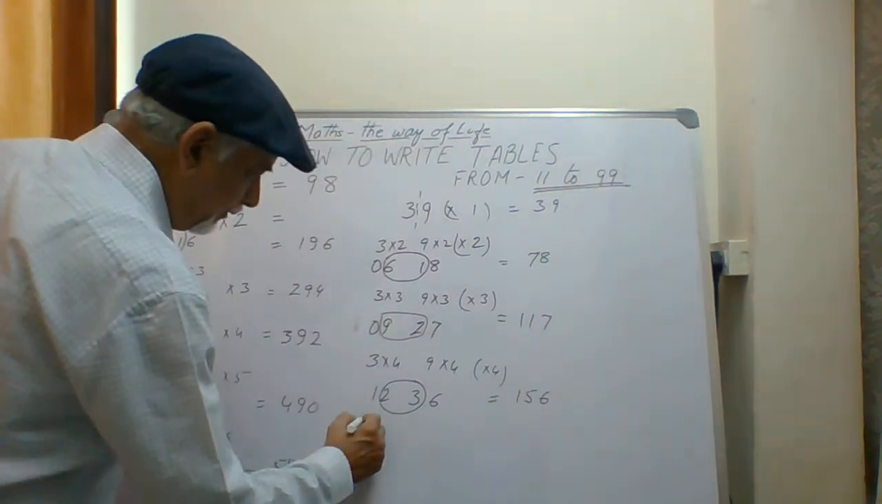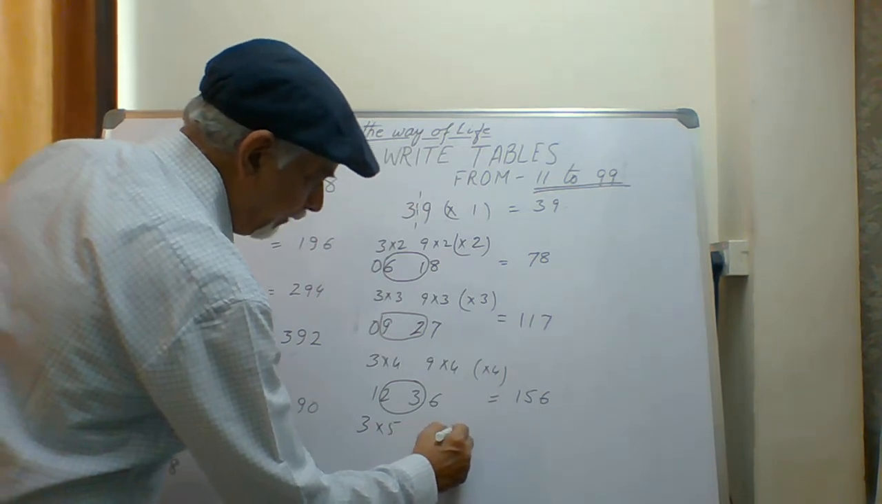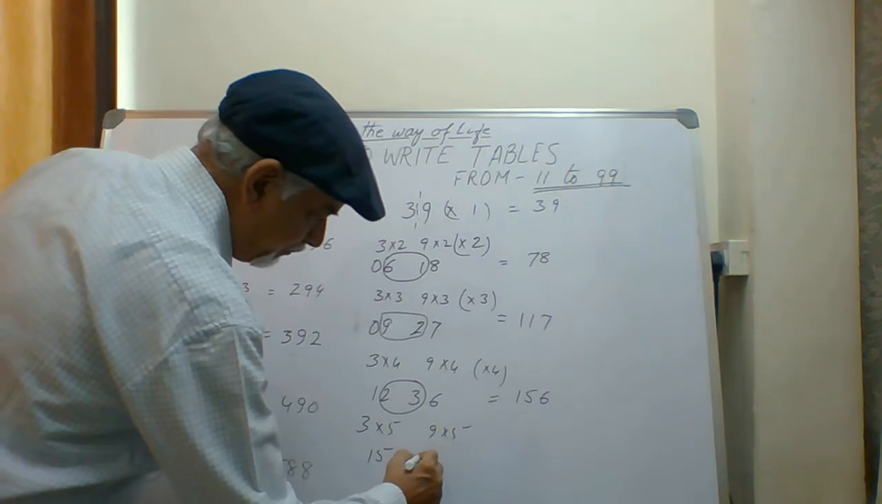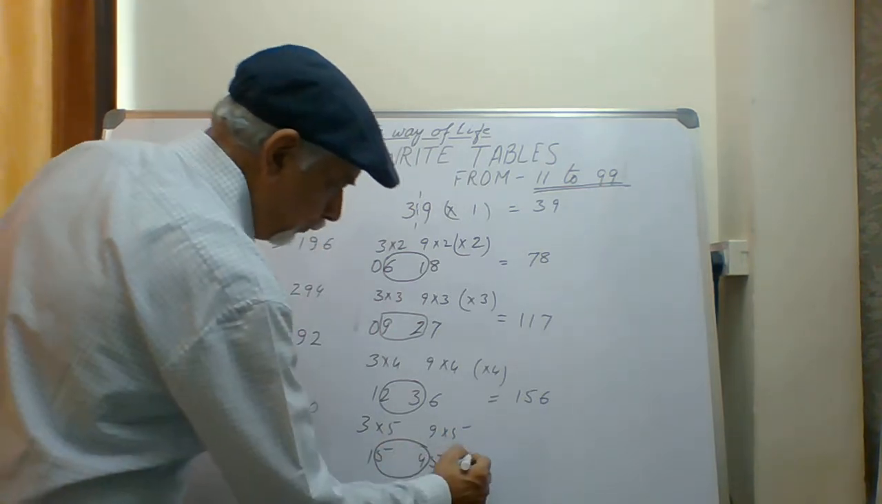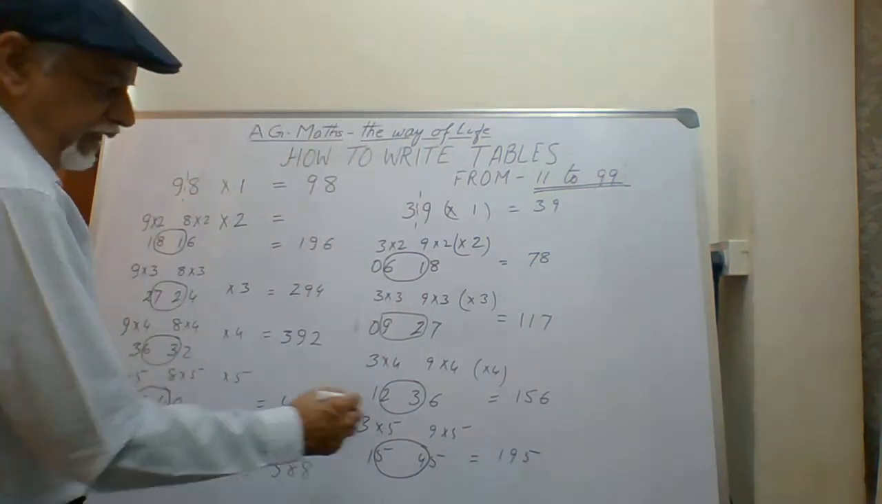Then you take this 3 into 5, then 9 into 5. Here it is again 15. 9 into 5 is 45. So you get again 5 and 4 is 9. So it is 195. Like this.